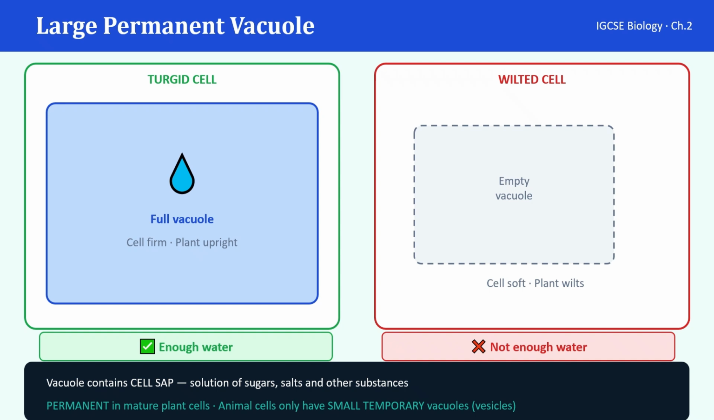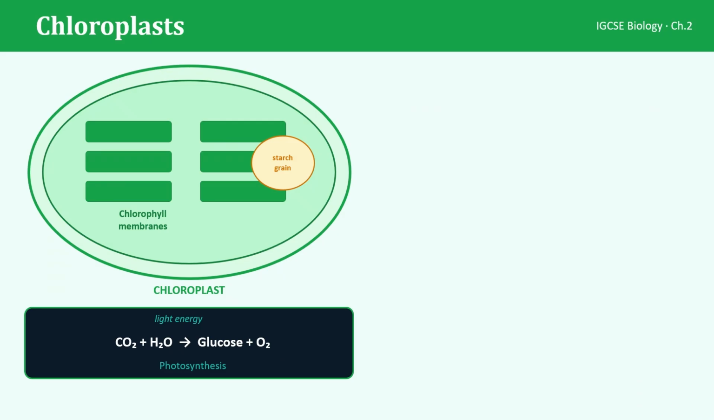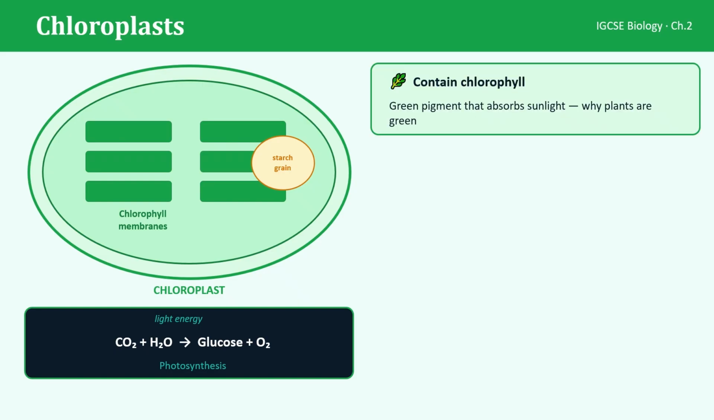Now we will see the chloroplast, which is one of the most important organelles in biology. Look at this diagram. It has two membranes, an outer membrane and an inner membrane. Inside you can see stacked green layers. These are called thylakoid membranes. And this is where the chlorophyll pigment is stored. What is chlorophyll? Chlorophyll is the green pigment inside the chloroplast.